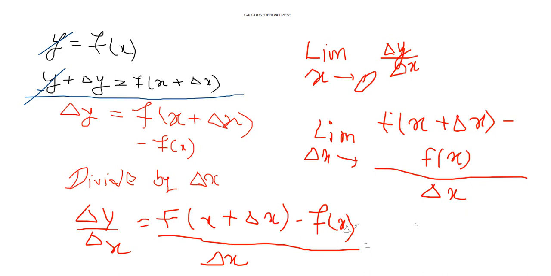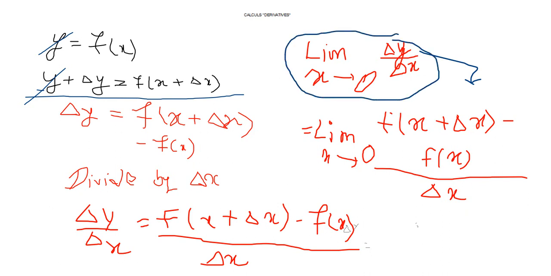From here we can say that if the limiting value of the RHS exists, it is called the derivative or differential coefficient of y with respect to x. We denote this by dy over dx. So this provides us the differential coefficient of y with respect to x, simply denoted by dy by dx.